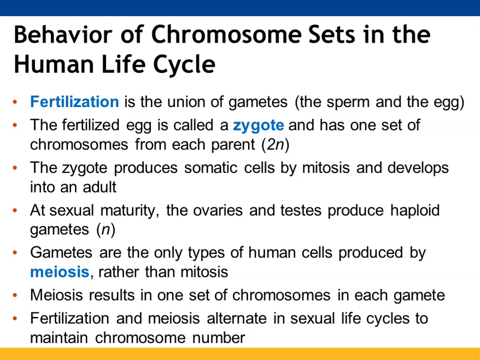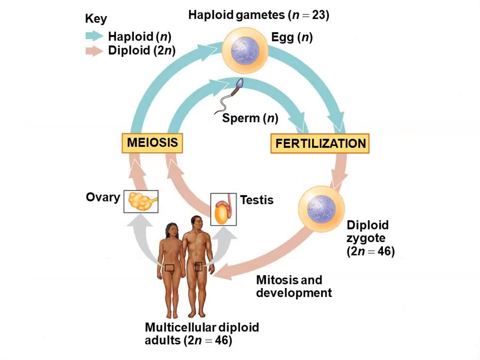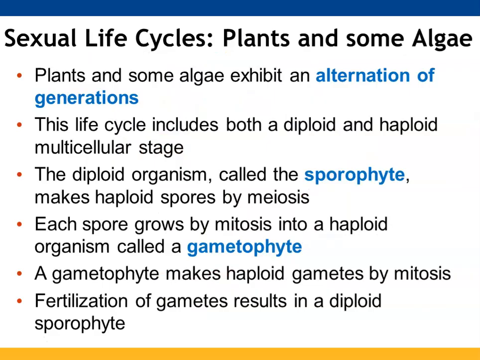And all the other somatic cells, after you have the fertilized egg, are made via mitosis. So they alternate from diploid zygotes to haploid gametes to maintain that chromosome number, so that when fertilization occurs, you're getting one set of chromosomes from the female and one set of chromosomes from the male. And so there you can kind of see that in action.